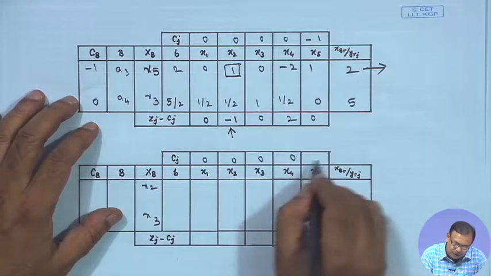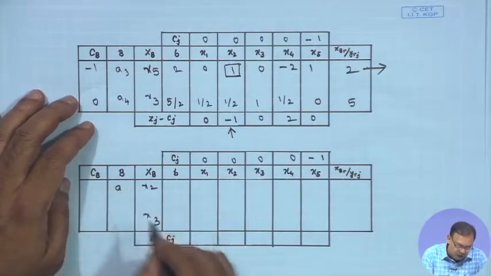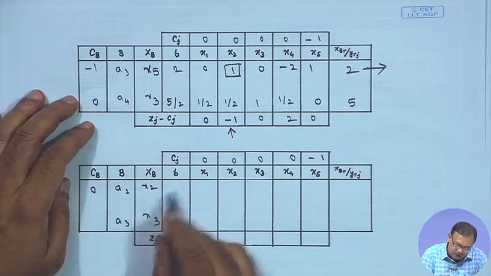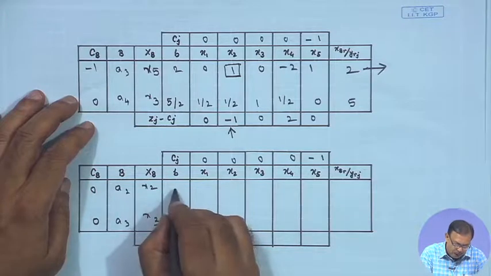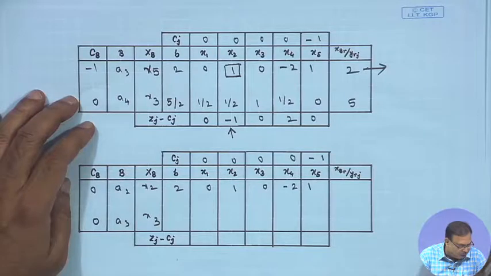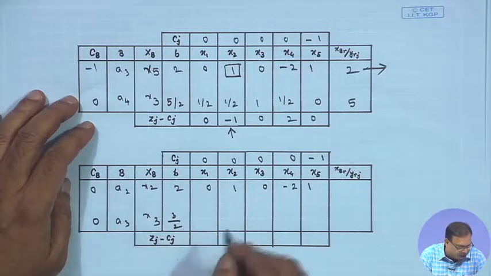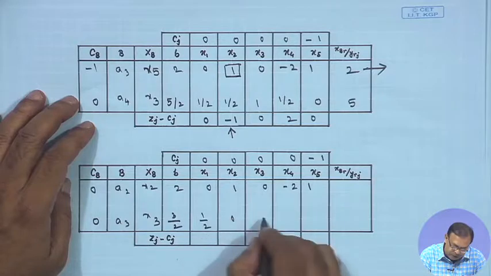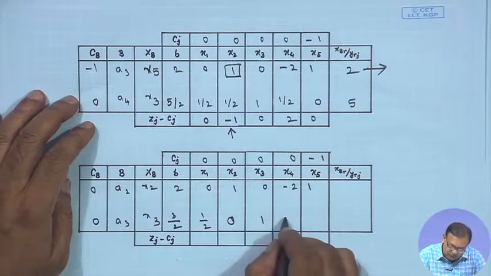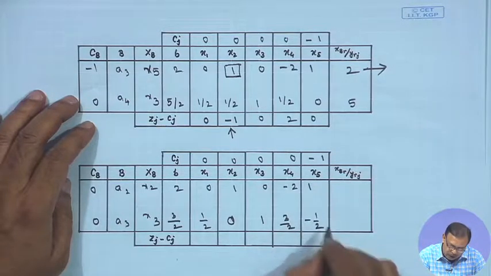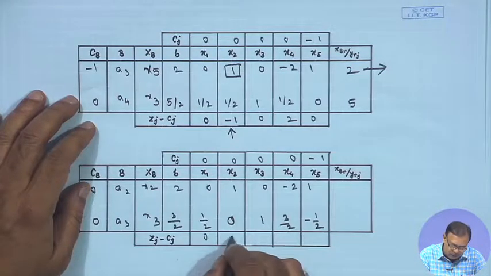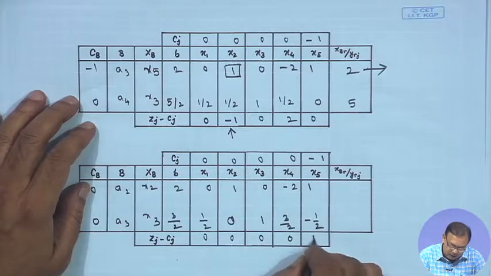So, 0 0 0 0 minus 1, your B is A2 A3, your CB will be in that case 0 0, x 2 x 3 is 0. So, these values will be 2 0 1 0 minus 2 and 1, and this one you will obtain as 3 by 2 half 0 1. So, this is 0 1 3 by 2 and minus half. So, now calculate the Zj minus Cj using the normal formula, you will obtain 0 0 0 0 and 1.